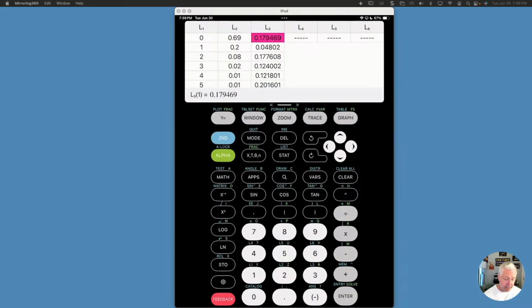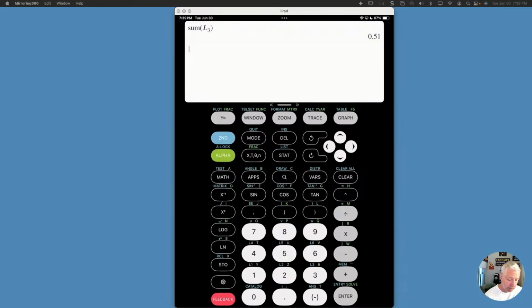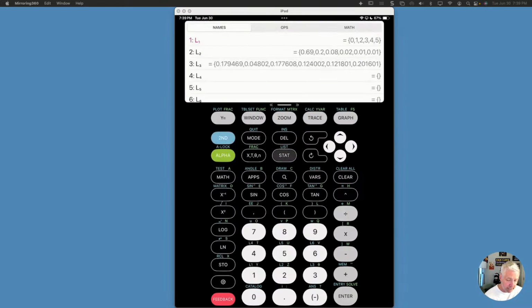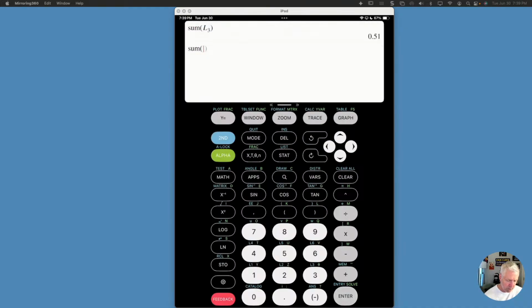Now all I need to do is find the sum. Second quit, second stat, scroll over to math, sum of second L3, enter. So 0.853, let's say. And then to find the standard deviation, would just be mathematical relationship, take the square root, 0.853, enter, 0.92. Good enough.